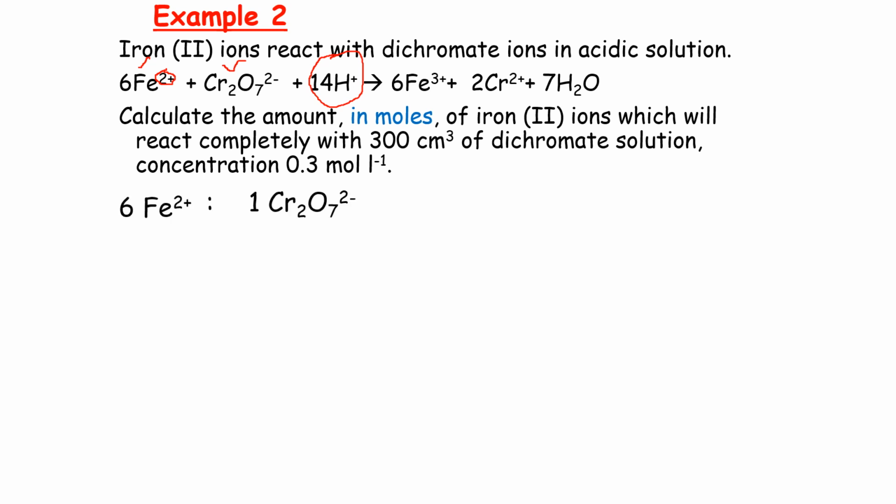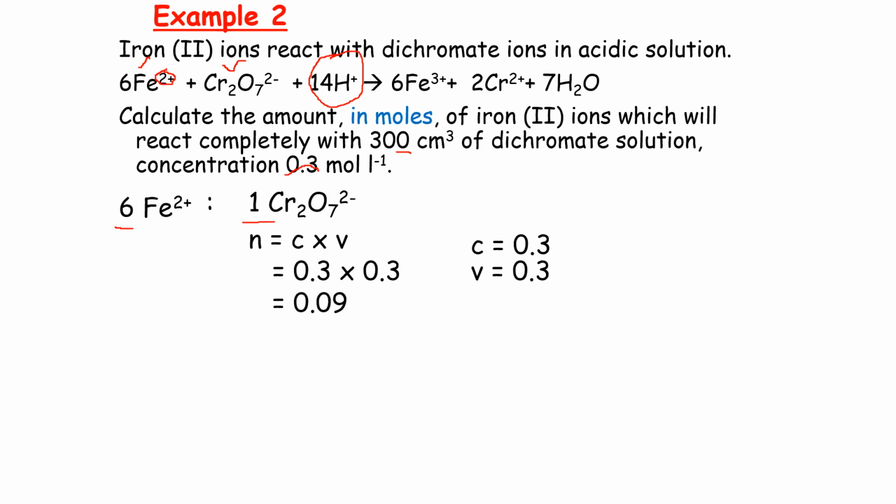So we're going to do the mole ratio between these. You can see we have, from the equation, 6 moles of iron 2 ions to every 1 mole of our dichromate ions. I'm now going to use my NCV triangle because I've got two pieces of information, 300 centimetres cubed and 0.3 moles per litre of dichromate, that I can use to work out my number of moles. So concentration 0.3, and again volume must be changed into litres, divide by 1,000, and we get our volume. It then gives us an answer, so 0.09 moles.